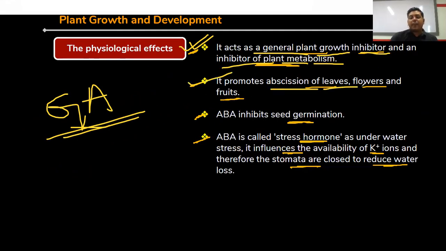It promotes abscission of leaves, flowers, and fruits. Abscission means simply the falling off of leaves, flowers, and fruits after their maturation. Sometimes you can see some leaves falling off from plants. They are yellowish in nature because the chlorophyll content is very low and they are matured. So that's why they fall off from the plant body to the surface of the soil. This process is also promoted by the ABA hormone. ABA inhibits seed germination, whereas gibberellic acid promotes seed germination.